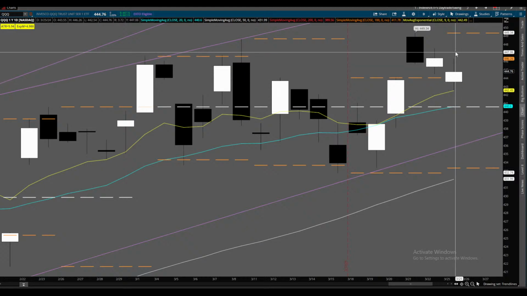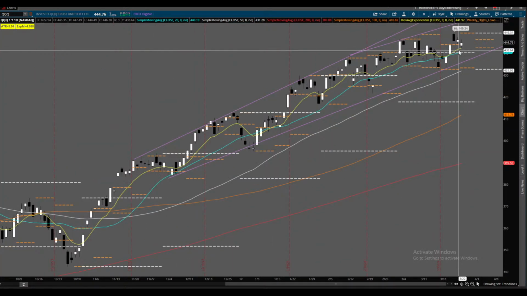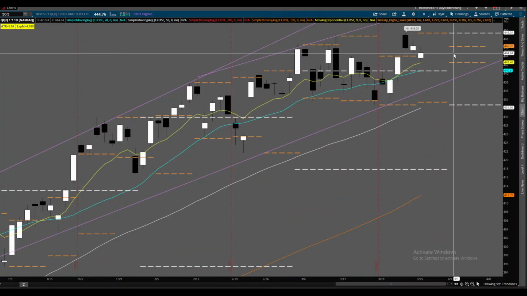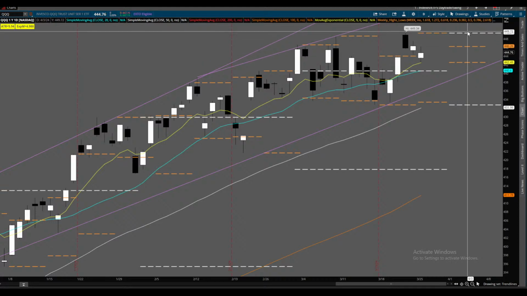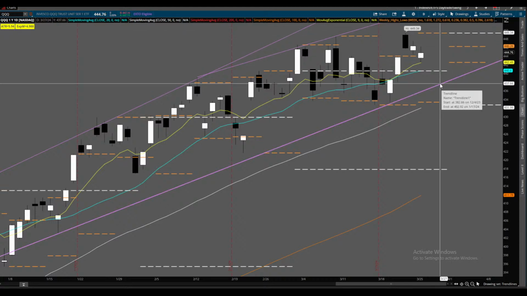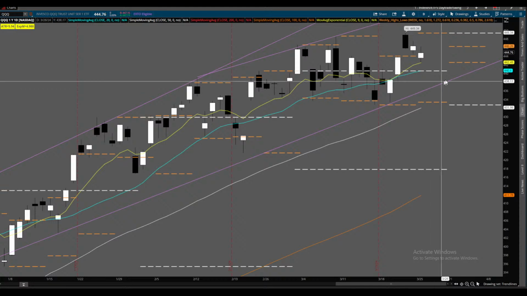Right, where is it now? 447.16. Right, all the way up here, almost at Friday's highs. So we're gapping up, almost at Friday's highs, right? So 449, could we go right back up there without even testing the bottom of this trend line? We'll see. Okay, we'll see.